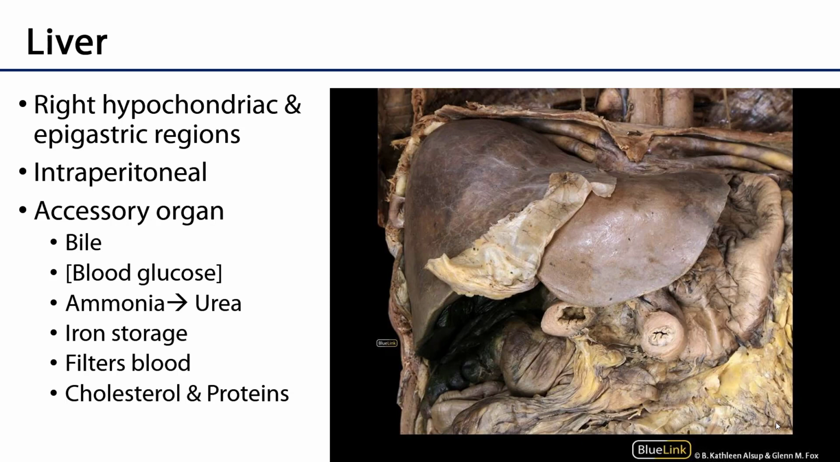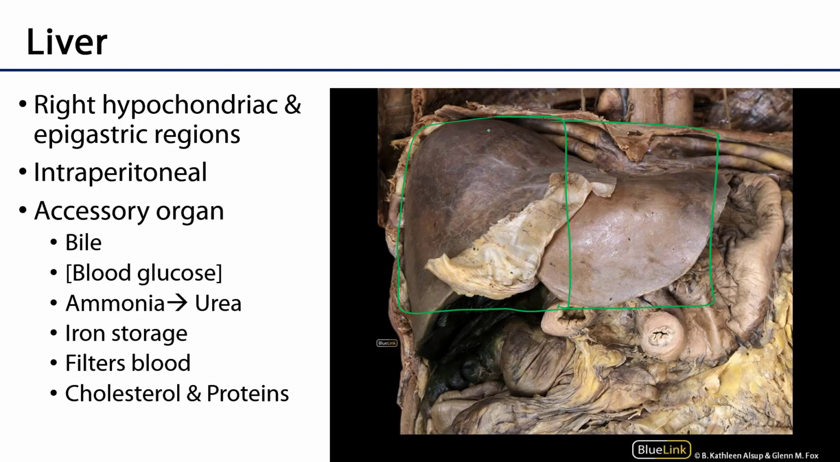The liver is a large intraperitoneal organ that is found in the right hypogastric and epigastric regions of the abdominopelvic area. It's an accessory organ of digestion, meaning it's not a part of the digestive tract or gut tube, but it does secrete substances into that gut tube. It performs a variety of functions in this vein and in others.